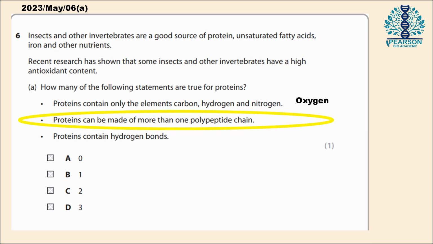And the third one, proteins contain hydrogen bonds. Previously I explained to you that the secondary, tertiary and quaternary structures contain hydrogen bonds. Therefore, the third statement is correct. So for this question, two statements are correct and your final answer is C.